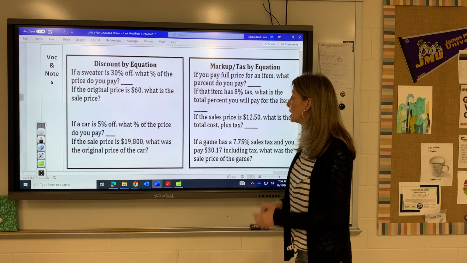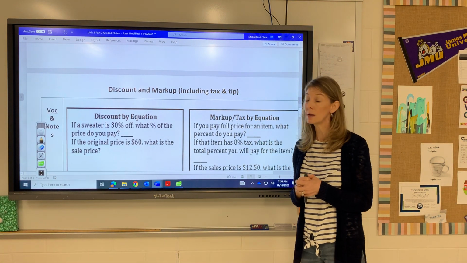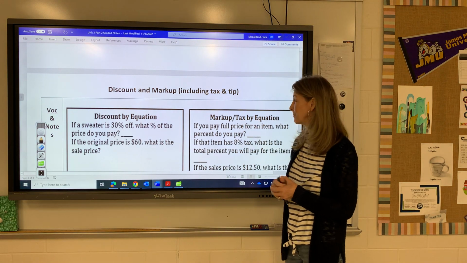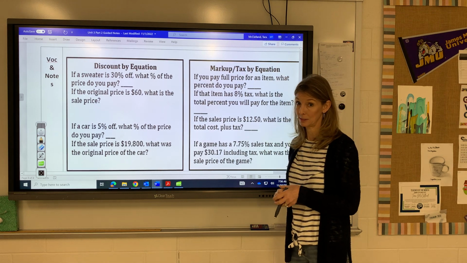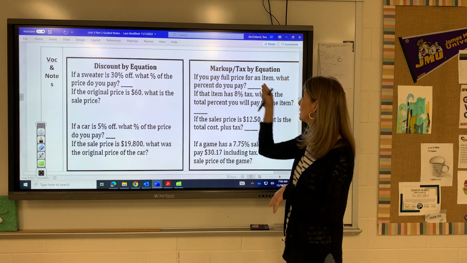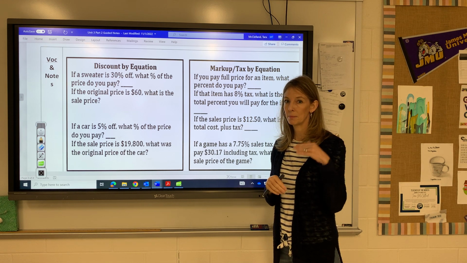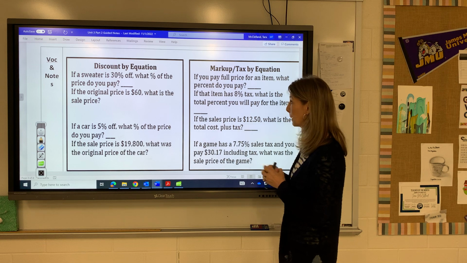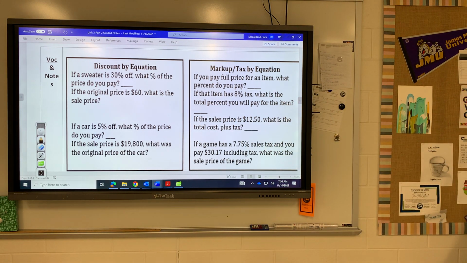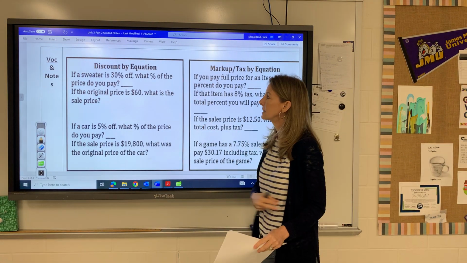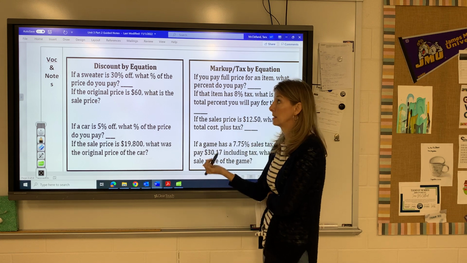All right, so if you go to your notes, we are on the part that says discount and markup, including tax and tip. Really, we're just looking at some examples here. It says by equation, but we can also do it with proportions, with the line equals line. So let me grab my notes key real quick. Sorry. And let's take a look at this one. These are very real world problems, so I think you will find these beneficial.